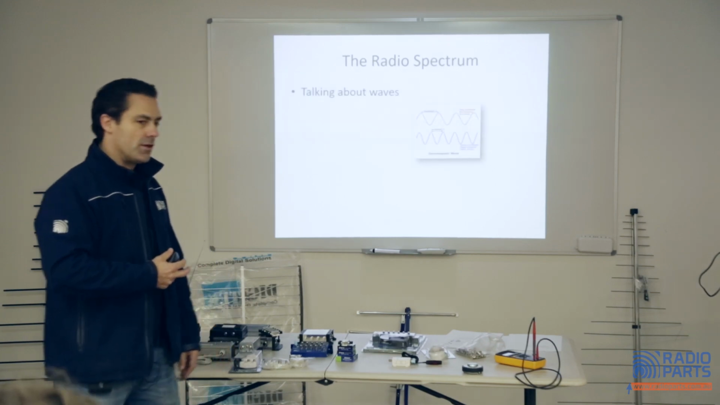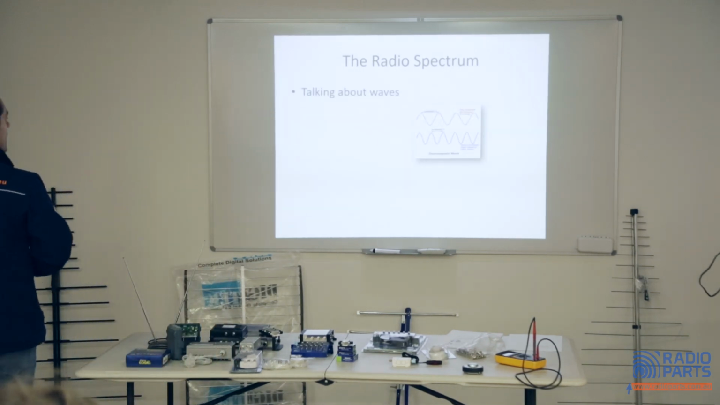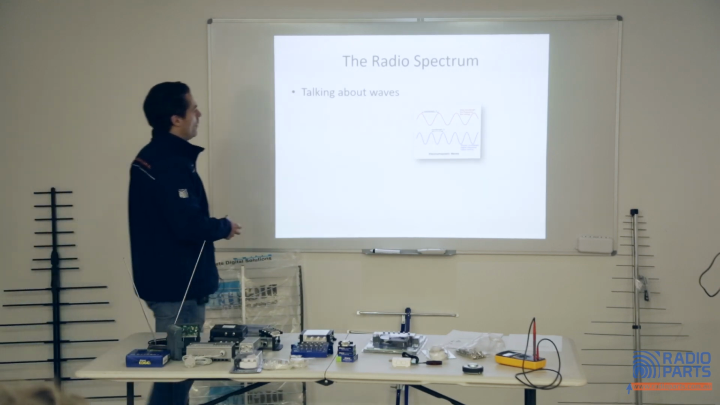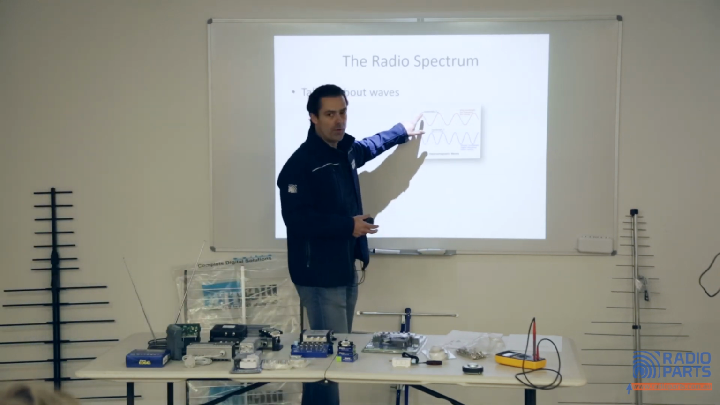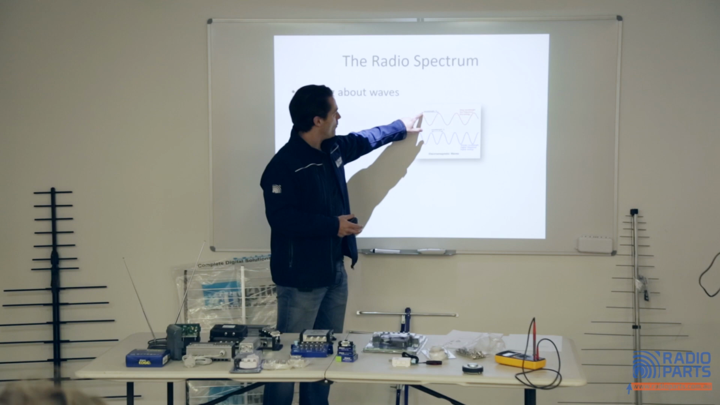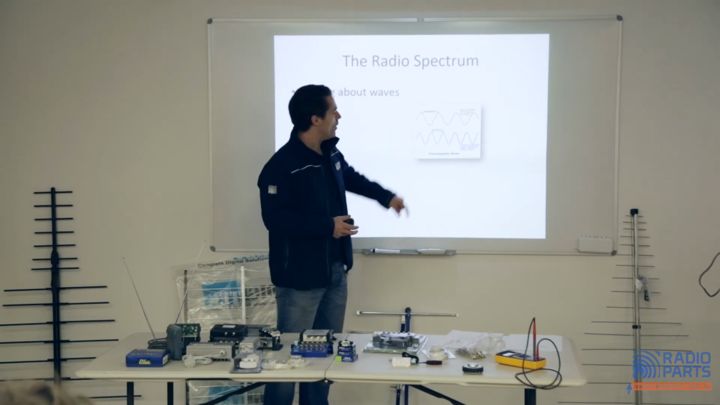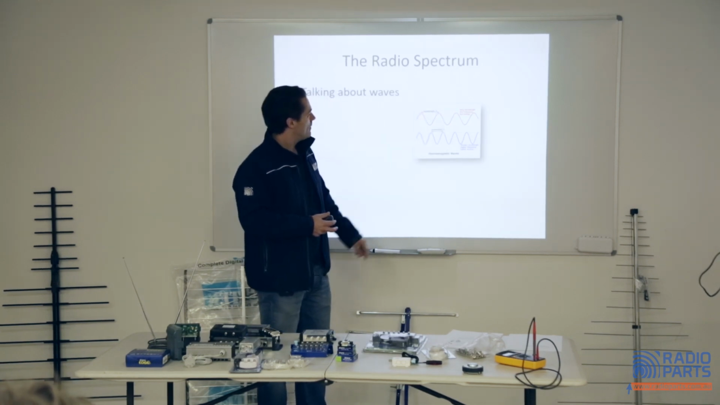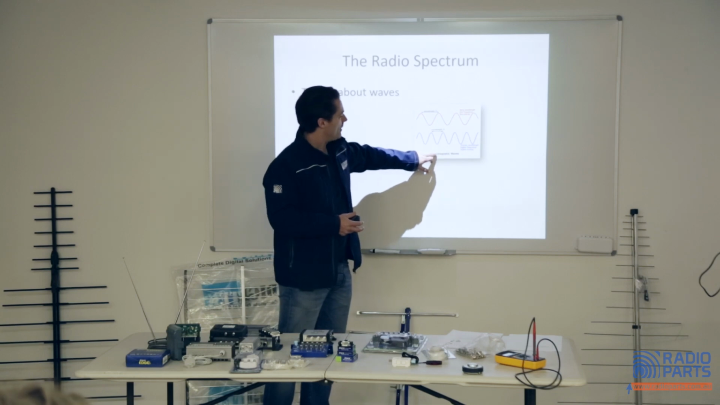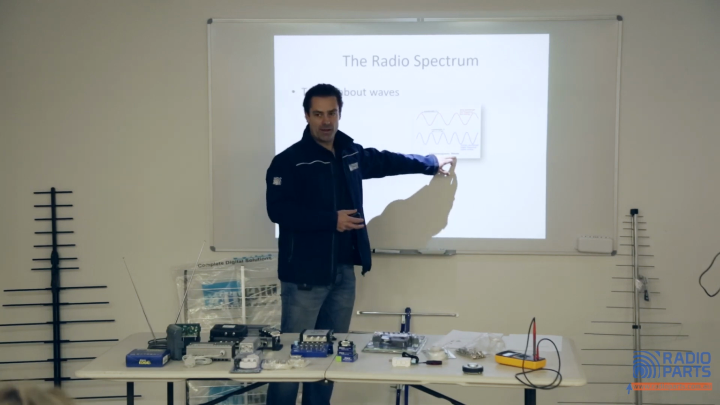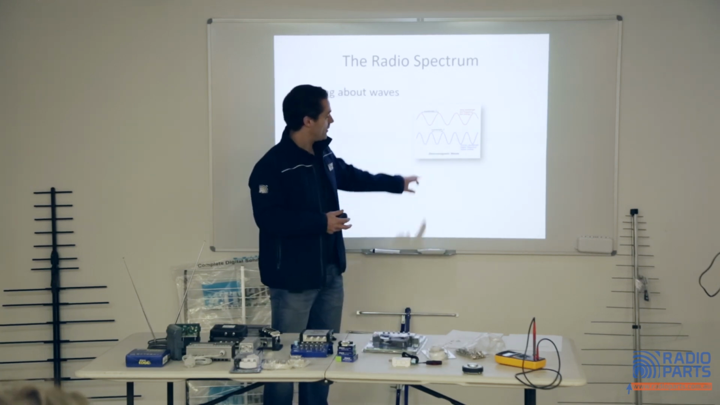So yeah, let's just have a look at the actual spectrum. Here we see the wavelength, and this is a critical thing for working out antennas. From crest to crest, that's going to be your wavelength. When we talk RF, this is all part of the electromagnetic waves.